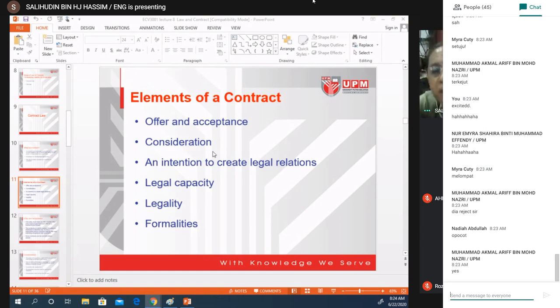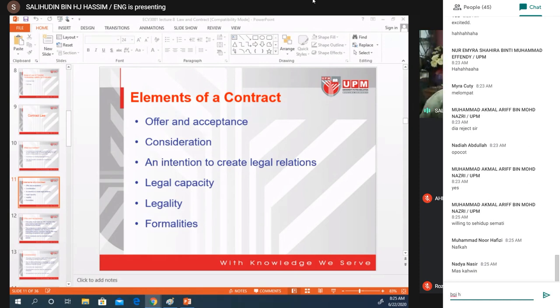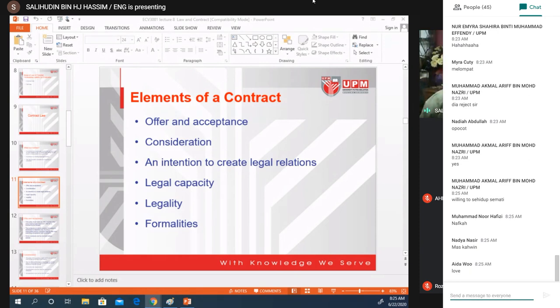Apa dia? Apa Akmal bagi dekat Syikin? Janji dia. What is Akmal promising to Syikin? Come on. You are going to sign this contract. Akmal kata apa? Hidup semati. Ini kita cakap pasal kontrak, not love. No, what else? Give me the answer.